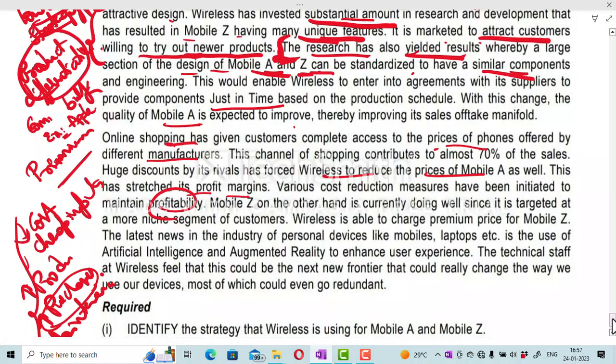Mobile Z, on the other hand, is currently doing well since it is targeted to a more niche segment of customers. Wireless is able to charge a premium price for Mobile Z. The latest news in the industry of personal devices like mobiles, laptops is the use of artificial intelligence and augmented reality in enhanced user experience. The technical staff at Wireless feel that it would be the next new frontier that could really change the way we use our devices, most of which could go redundant. It is always a relevant topic. They have asked for a risk.